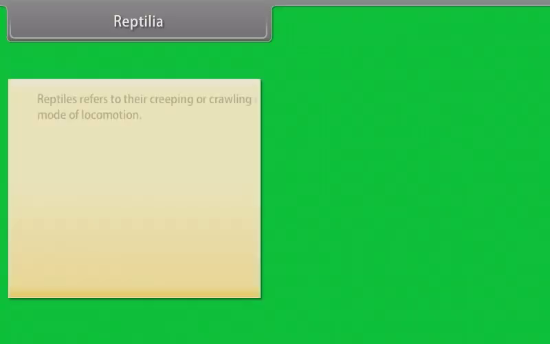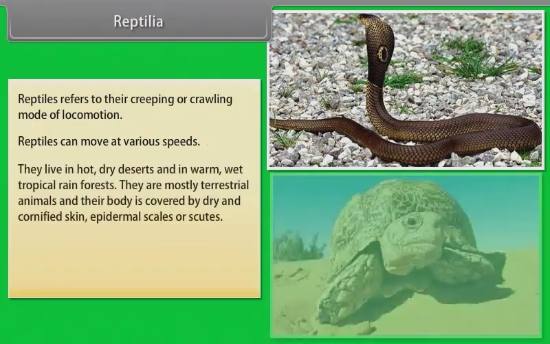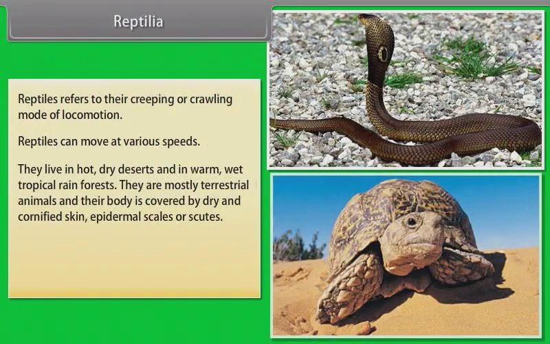Reptilia. Reptiles refer to their creeping or crawling mode of locomotion. Reptiles can move at various speeds. They live in hot, dry deserts and in warm, wet tropical rainforests. They are mostly terrestrial animals and their body is covered by dry and cornified skin, epidermal scales or scutes.